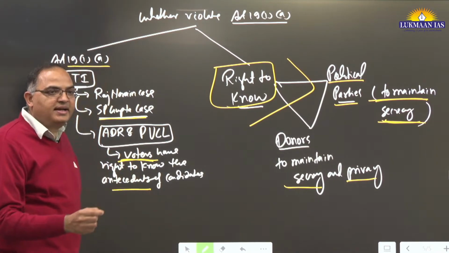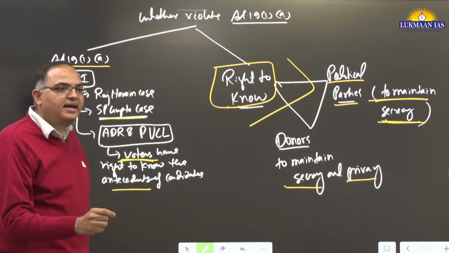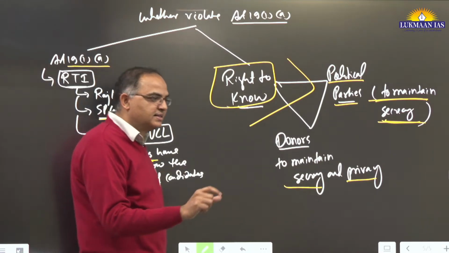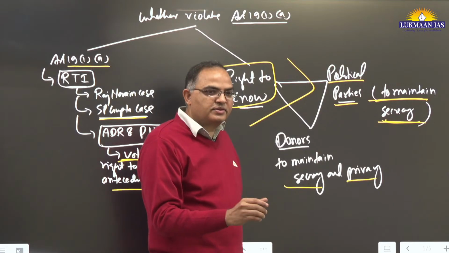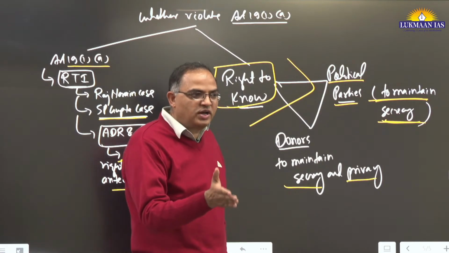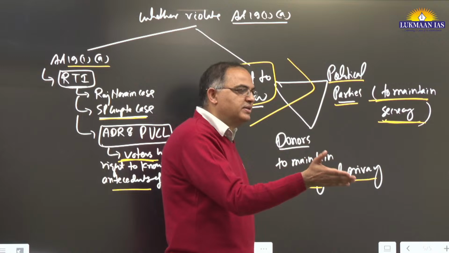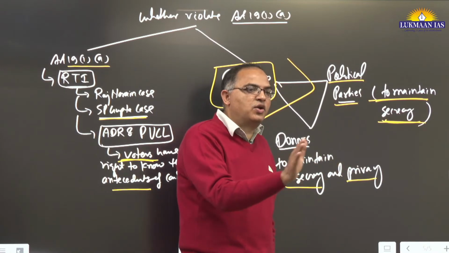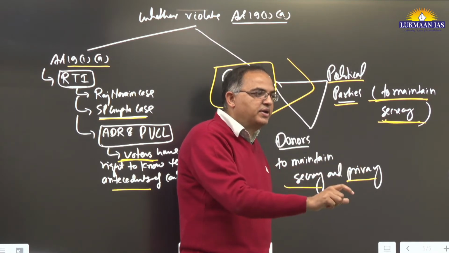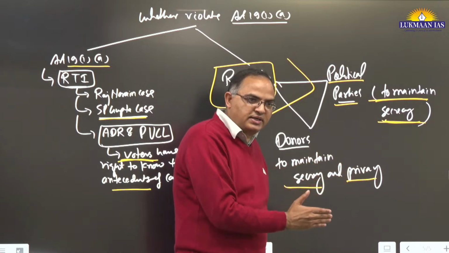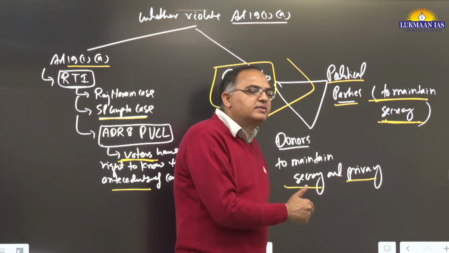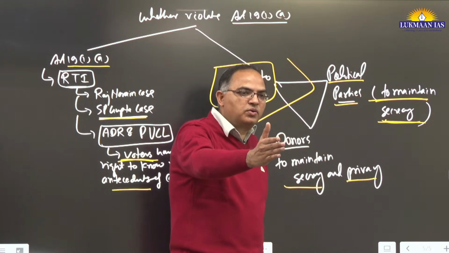Right. If a candidate has a criminal background, if a candidate has assets, what are the assets a candidate has? You are telling that these are all you have to mention in your election affidavit when a candidate goes to file nomination. In that affidavit, the candidate has to mention all details. In fact, the court has gone beyond that also.